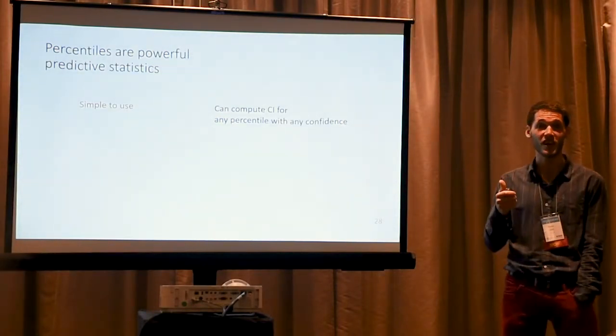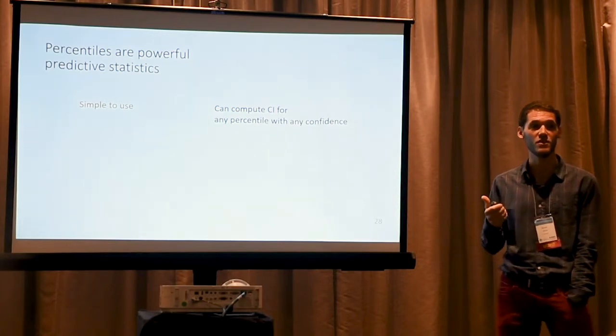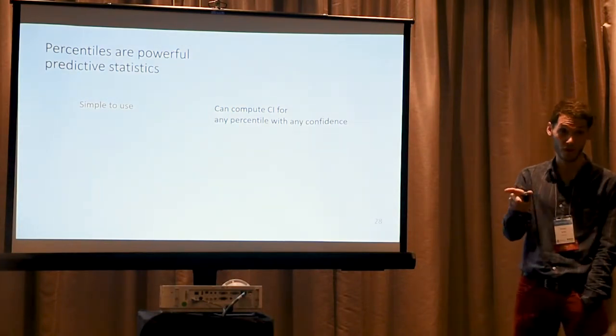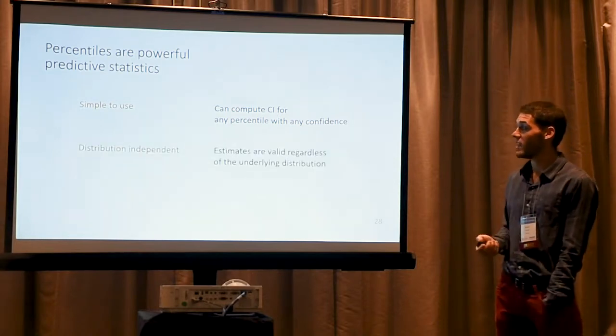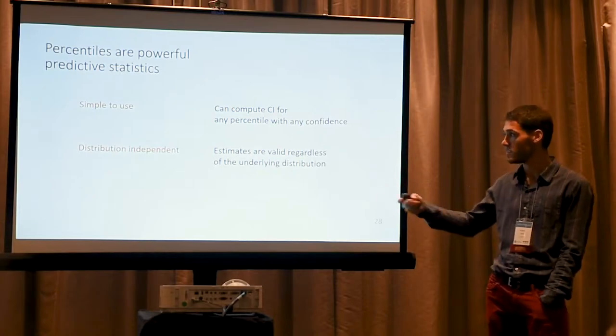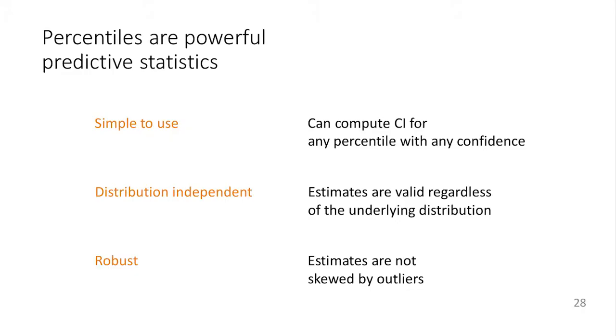And using this is very interesting for predictive statistics for three reasons. The first is that percentiles are extremely easy to use, much easier than the mean and standard deviation, which you should not use. Second is that they are distribution independent. That's what we started with. Those are non-parametric statistics. And third, they are extremely robust to outlier values that may happen in our given experiments. So let me show you why those statements hold.